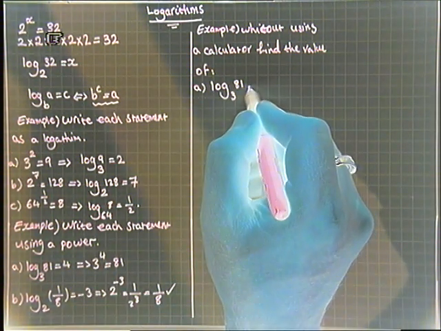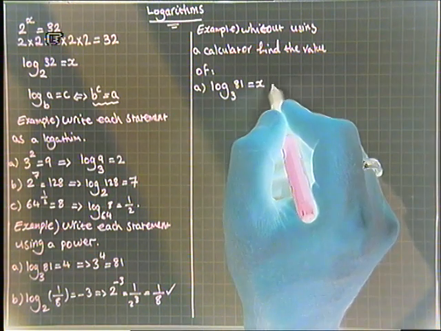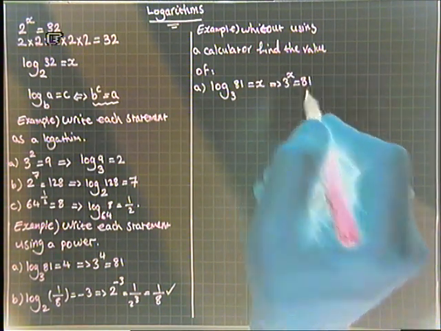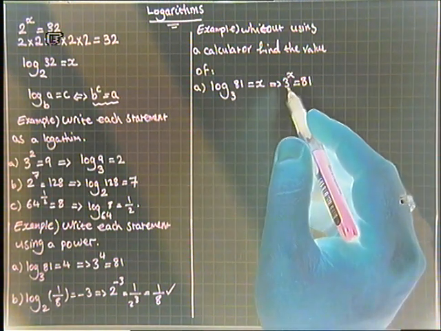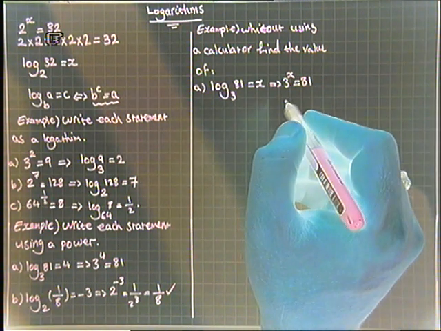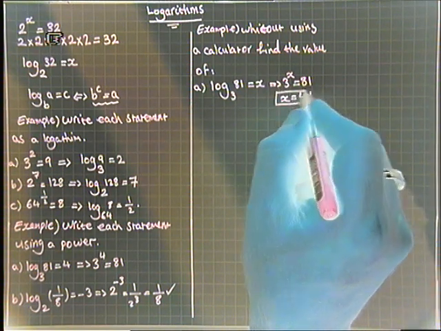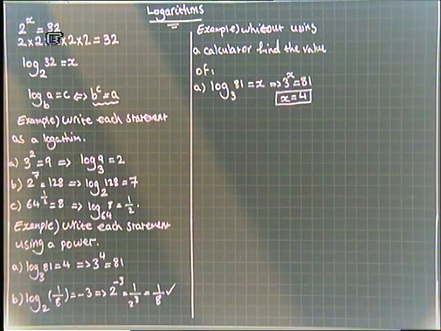Let's say it is equal to x. 3 to the power of x must be equal to 81. x is equal to 4, because 3 to the power of 4 is equal to 81.